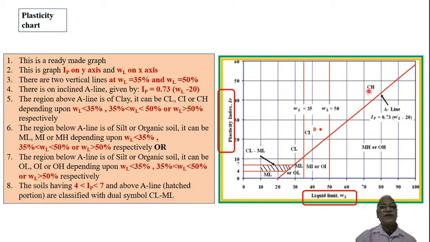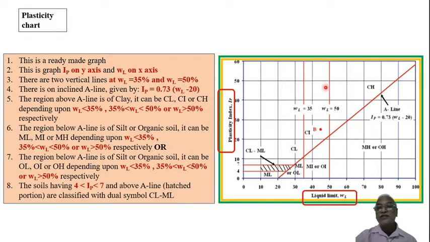What is the meaning of that? This is clay with low compressibility, this is clay with intermediate compressibility, and this is clay with high compressibility. How do you judge that? Above the A line is fine, and then on the left hand side of WL equal to 35, that means if the liquid limit is less than 35%, then the soil is classified as clay with low compressibility.